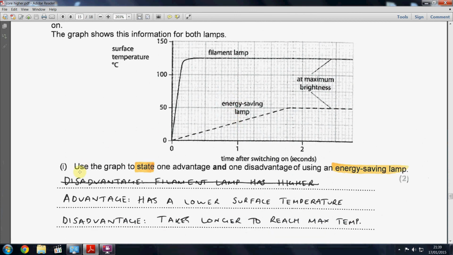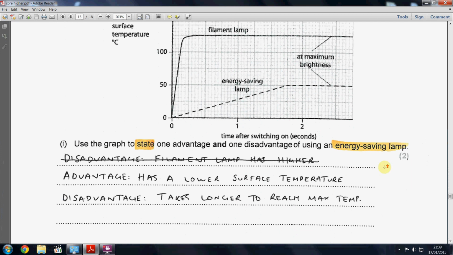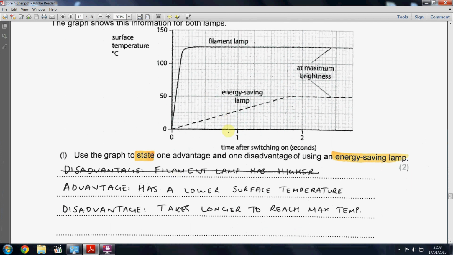It says here, and I'm going to make a bit of a point of this one, use the graph to state one advantage and one disadvantage of using an energy-saving lamp. So we've only got to state them, we haven't got to explain them, and we have to use the graph. So anybody that answered this and used some of the background knowledge they've got about energy saving and non-energy saving lamps, you don't get the marks because you weren't using the graph. So I've done it in order.